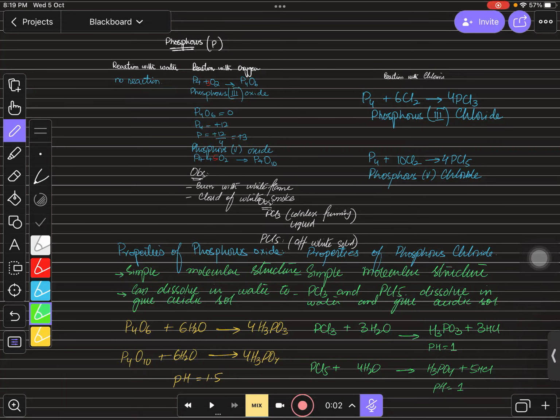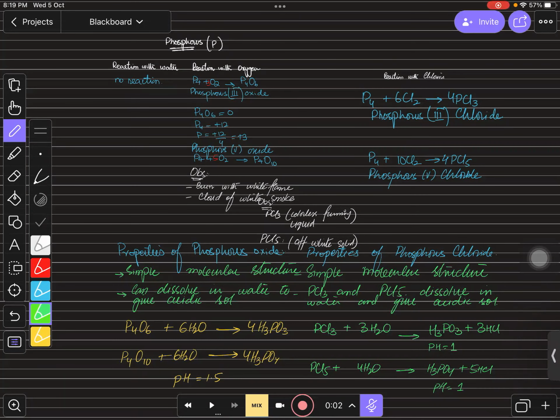Okay. So the next one, we are moving towards sulfur. Let's talk about sulfur now. This is the 6th element of period 3, sulfur. What is the symbol of sulfur, children? It is S, right? So we are talking about sulfur over here.